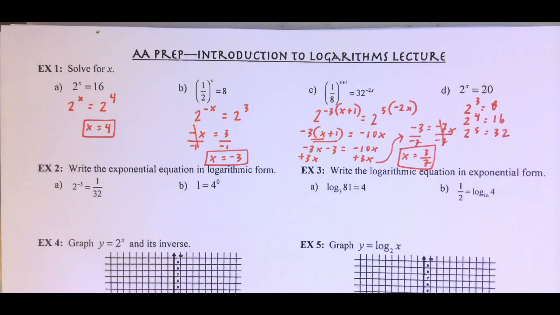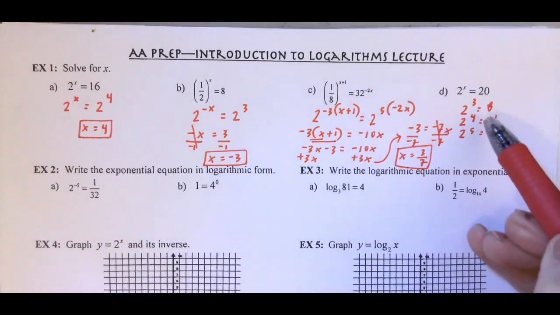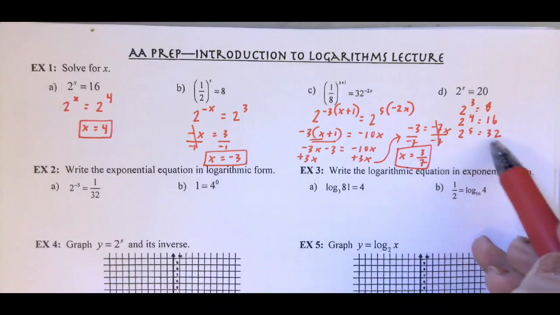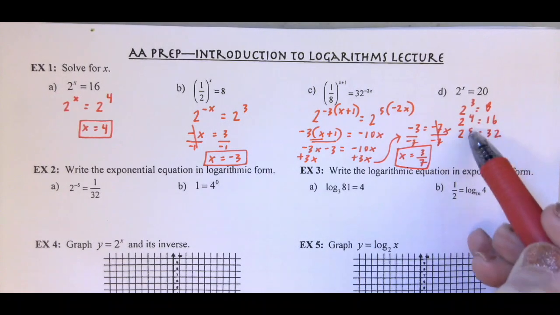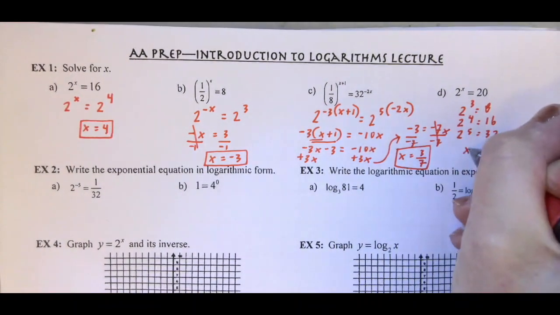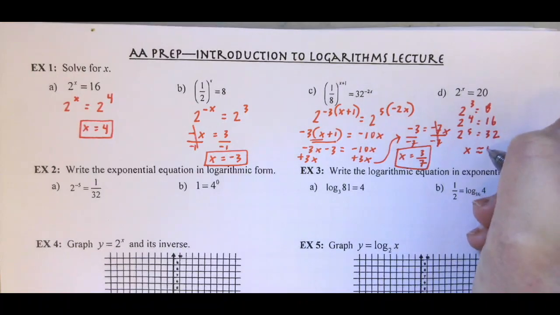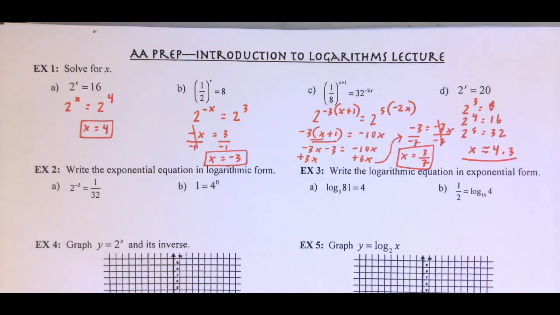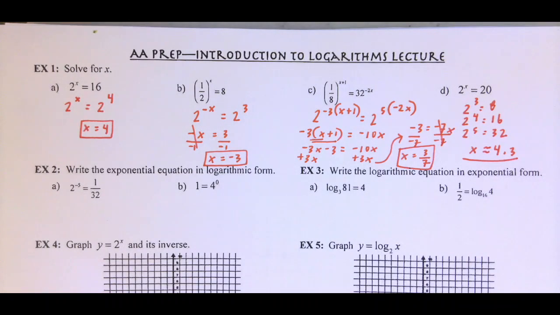So if I'm thinking of what would be a good estimation, well, it has to be something that's in between 4 and 5, right? Because 2 to the 4th power is 16, and 2 to the 5th power is 32. So somewhere between 4 and 5, maybe a little closer to 4. So I could say, well, my estimation is that x is about 4.3-ish. But I really can't be exact, not yet, until we learn more about logarithms. Logarithms enable us to solve for unknown exponents.